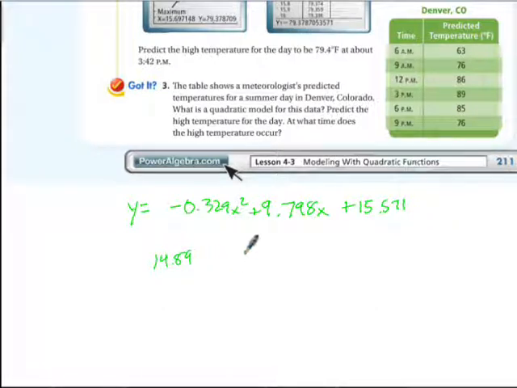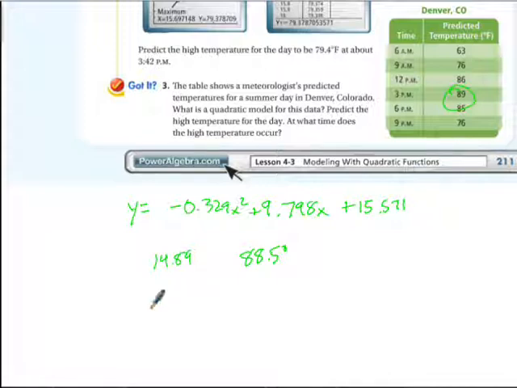So 14.89 is the X value. The max was 88.5 degrees. Now listen, I know it says 89 right here. You have to remember that a quadratic regression is just a curve of best fit. It's not exact. So obviously the max is not 88.5 degrees. It should be 89. It went higher than that. This is just a model to use to predict.